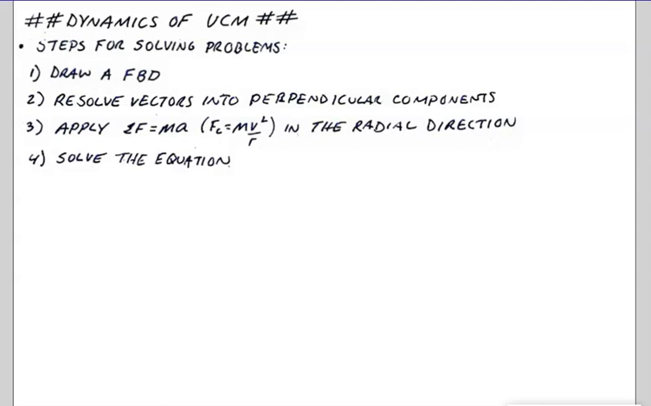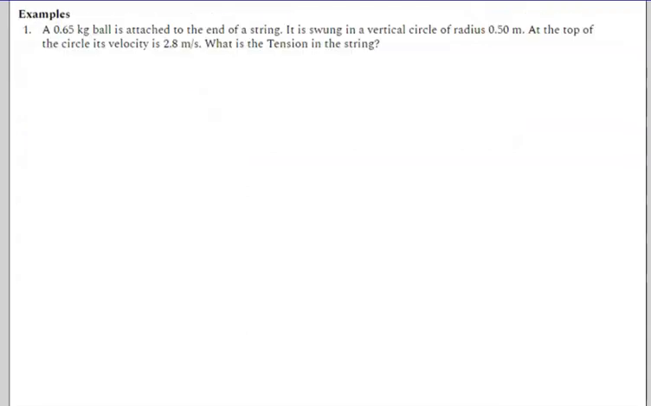Lastly, we can use the resulting equation to solve for the unknown. And remember, for all these problems, the positive direction is towards the center of the circular path. Let's take a look at a couple example problems.